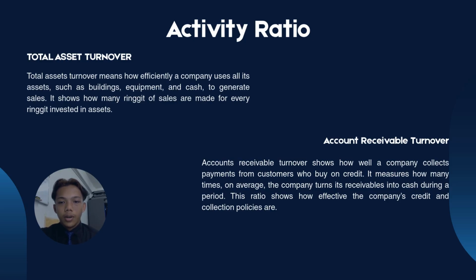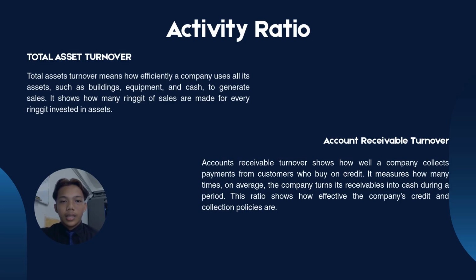The second one is the account receivable turnover. Account receivable turnover shows how well a company collects payment from customers who buy on credit. It measures how many times on average the company turns its receivable into cash during a period. The ratio shows how effective the company's credit and collection policies are. A high turnover means customers pay quickly, improving cash flow. A low turnover shows the company may have trouble collecting payments or customers are paying slowly.